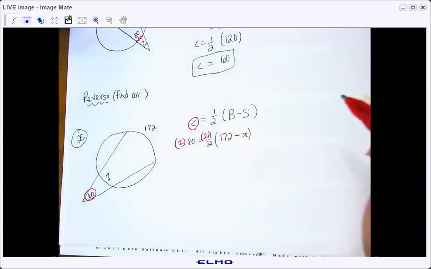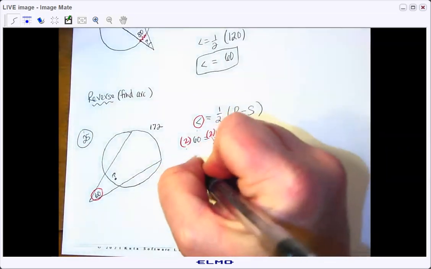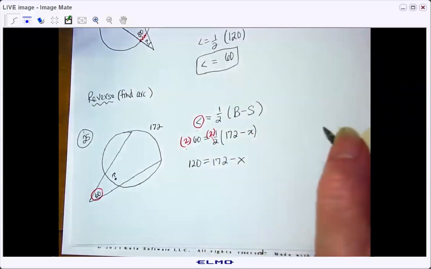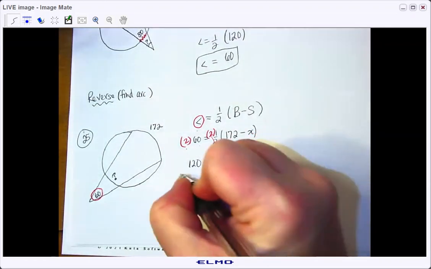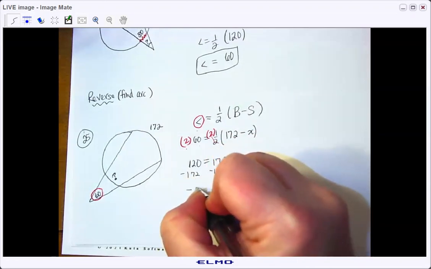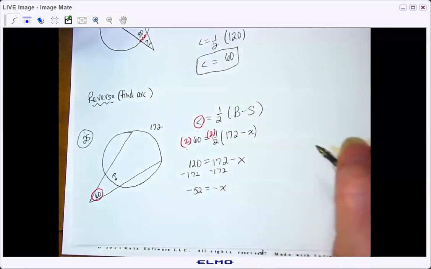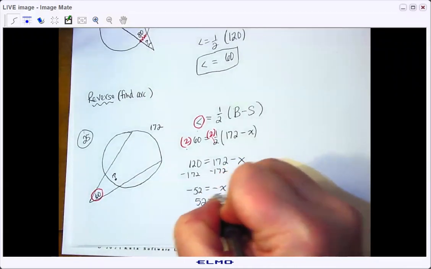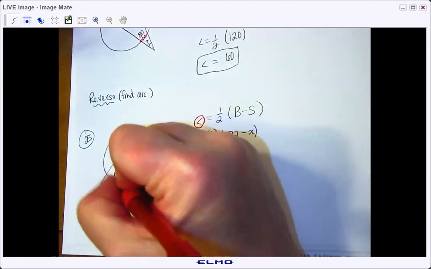That makes those cancel. This is what we wanted. We wanted to get rid of it. So now we've got 2 times 60, or 120, equals 172 minus X. And then solving our algebra equation now, I can subtract 172 on both sides. I get a negative 52 is equal to a negative x. And then we can divide both sides by -1, and 52 equals x. So that means that this arc is 52.